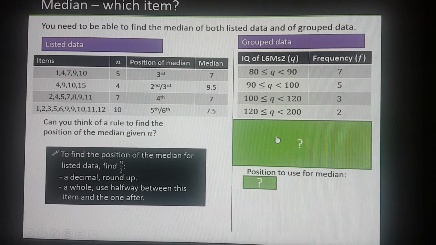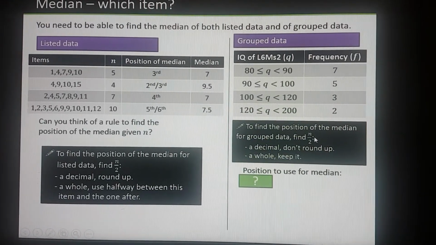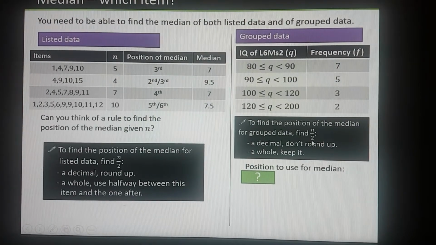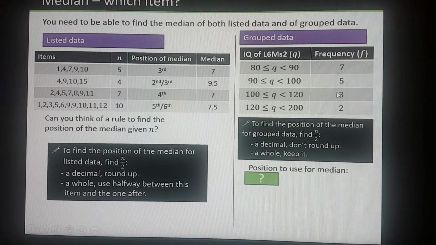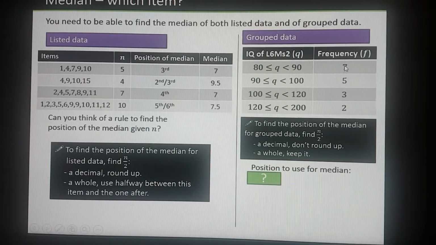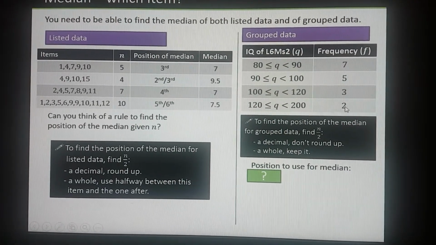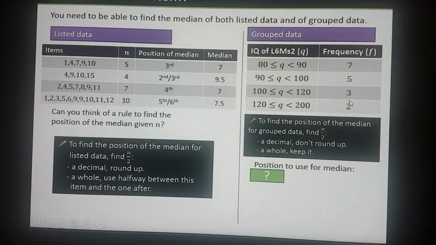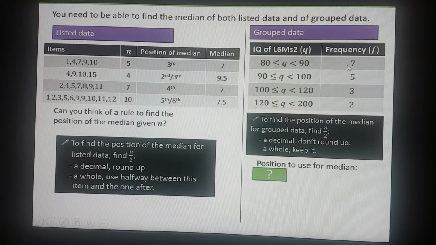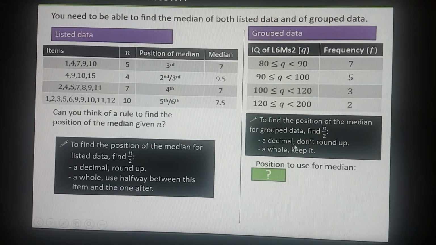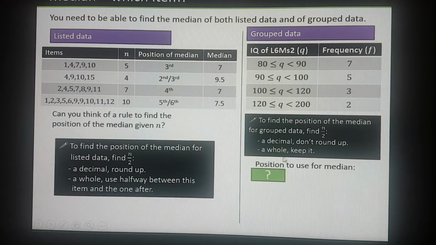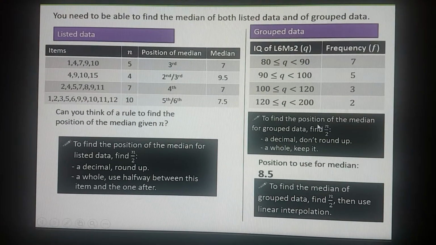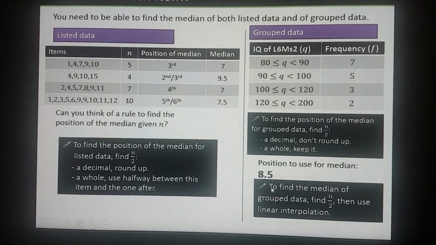So here what we do for the rule, we find n divided by 2 as well. So we find the total divided by 2. In here, what is the total? We have 7, 10, 15, 17. So the n, small n, is 17 divided by 2, which is 8.5. And then if it's a decimal, we don't round it up. If it's a whole number, we keep it as well. So it's a decimal here, so we divide by 2, we get 8.5.